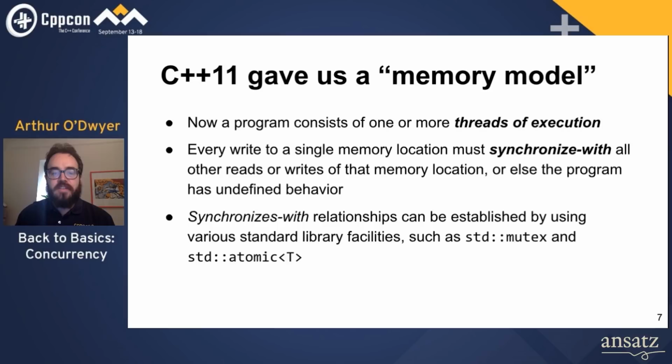A C++ program consists of one or more threads of execution, and each of those threads of execution executes basically independently of the others, and they communicate via memory. But every write to a memory location anywhere must, what we say, synchronize with all other reads or writes at that memory location. So if I'm writing to a particular variable or particular star P, and someone else is at the same time reading or writing to that thing, then the program will have undefined behavior. We can establish these synchronizes-with relationships using various standard library facilities such as mutex and atomic.